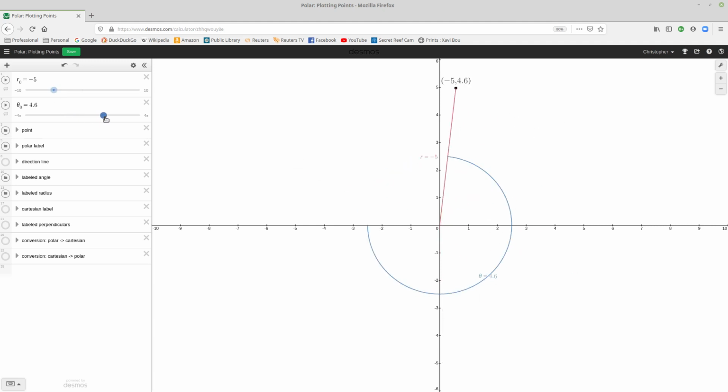Okay, well, ignoring that for the moment, let's compare this with our Cartesian label.